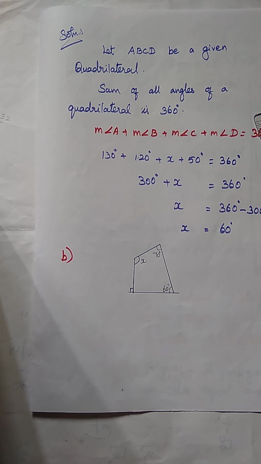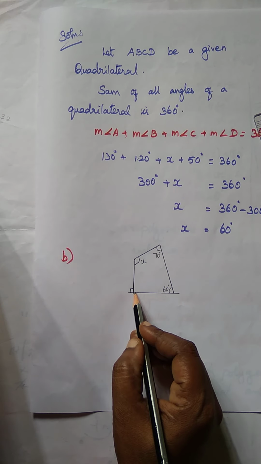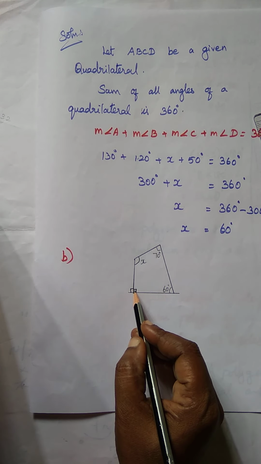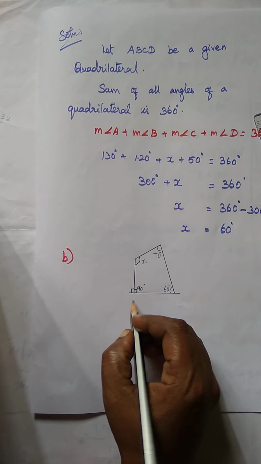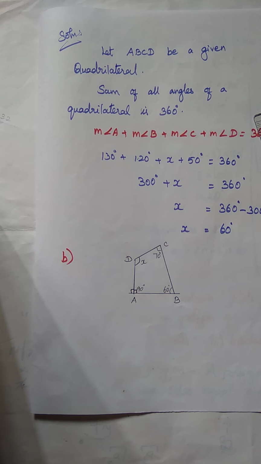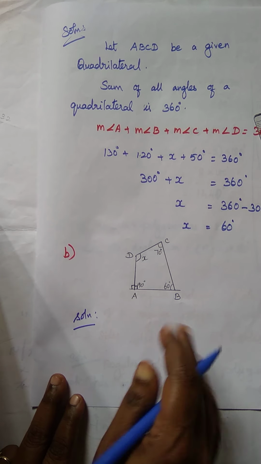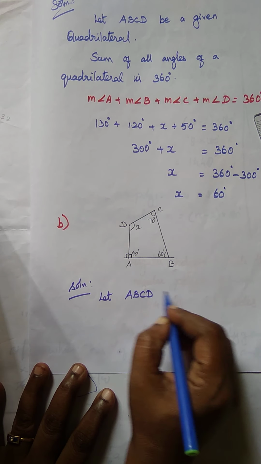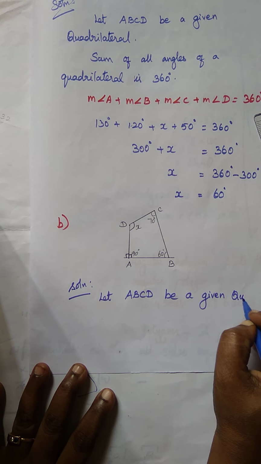Now see in this question, the outer angle is 90 degree, the inner angle also what? 90 degree, because it is a perpendicular line, so it is 90 degree. So inner angle is 90 degree. Now we take this angle as A, here B, C, then D. The same property we are using here. Let ABCD be a given quadrilateral.